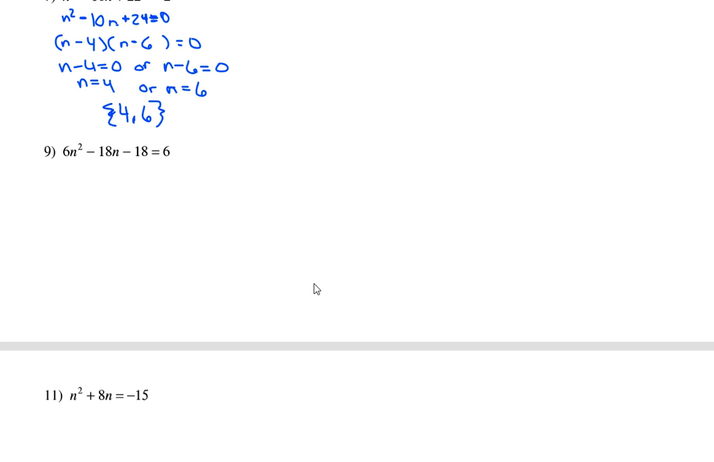All right, going on to number 9. The first step on this one is to get it equal to 0, so I'm going to subtract 6 from both sides of the equation and get minus 24 equals 0. Now, I'm looking at this one and I see right away that I have every number divisible by 2 at least, so I know I have a greatest common factor in this one. So the first step is to take out the greatest common factor.